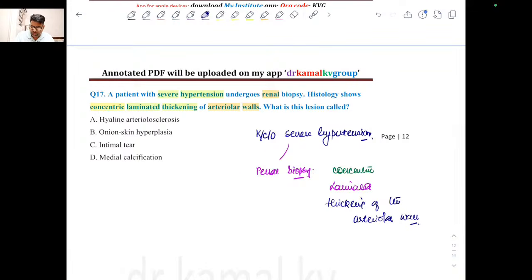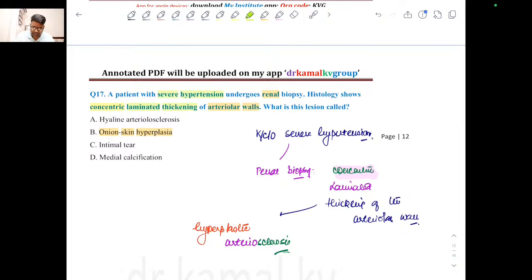Right. So, this concentric pattern gives you a classical idea that this is onion skin hyperplasia. Very good, Bhuvana. This is hyperplastic arteriosclerosis, right. This is classical for severe hypertension, and hyaline is seen in benign hypertension.